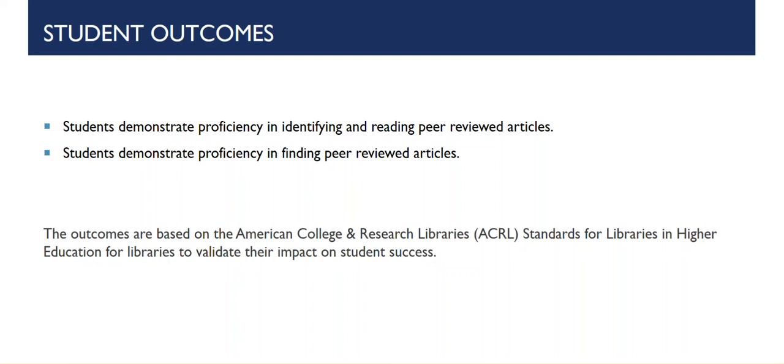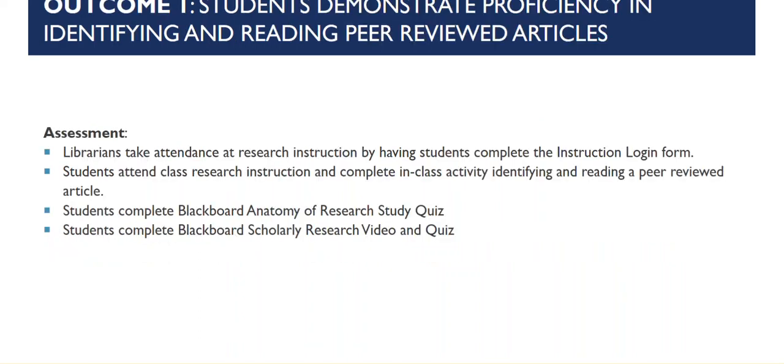What outcomes will you have for this? So I wrote 2 outcomes. Demonstrate proficiency in identifying and reading peer-reviewed articles, and also demonstrate proficiency in finding peer-reviewed articles. These outcomes are based on one of our standards for libraries in higher education, and they're written for libraries to validate their impact on student success. So, the 2 outcomes a little bit blown up.